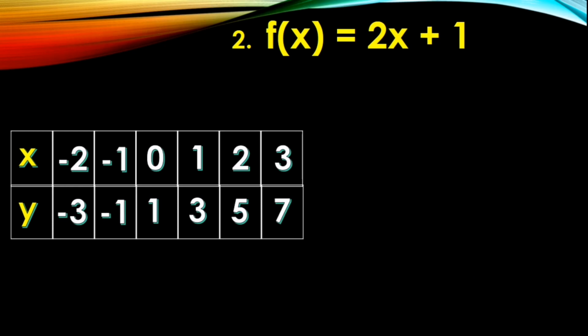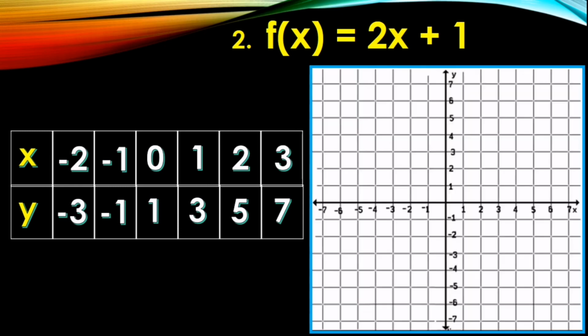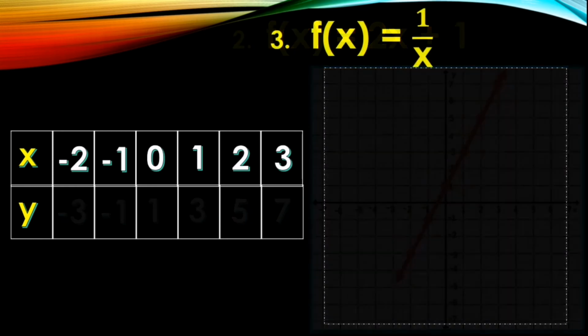We will now plot the graph of the function f of x is equal to 2x plus 1 in a Cartesian coordinate plane. So we have there the pairs negative 2, negative 3; negative 1, negative 1; 0, 1; 1, 3; 2, 5; and 3, 7. We will connect that using a line. So this is now the graph of f of x is equal to 2x plus 1.